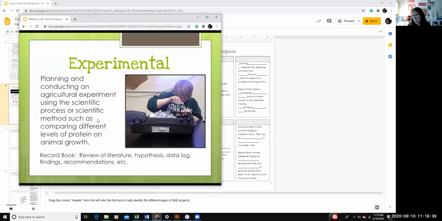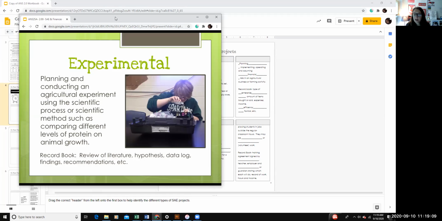All right, experimental: planning and conducting an agricultural experiment using the scientific process or scientific method, such as comparing different levels of protein on animal growth. So for the record book, you would need a review of literature, hypothesis, data log, findings, recommendations, etc. So hopefully by now you've done some kind of science experiment in a class, and that helps you figure out what the scientific process is and the scientific method.